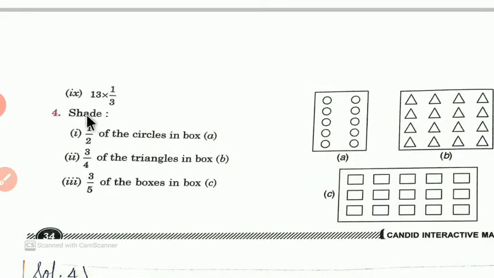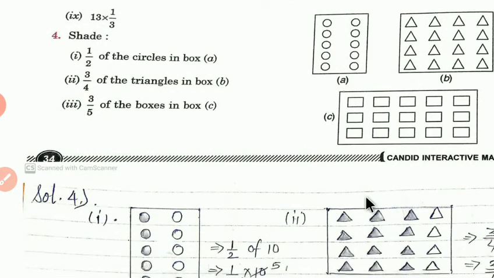Then we'll see question number 4. Shade 1 by 2 of the circles in box A, 3 by 4 of the triangles in box B, and 3 by 5 of the boxes in box C. So let us see the first one. 1 by 2 of the circles. First you have to count which is the half part of the circles.